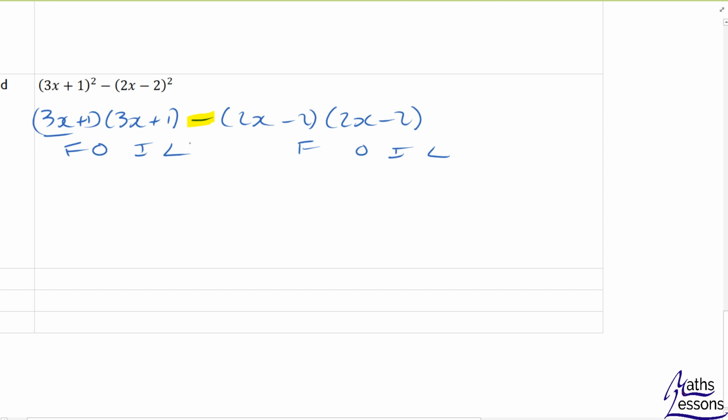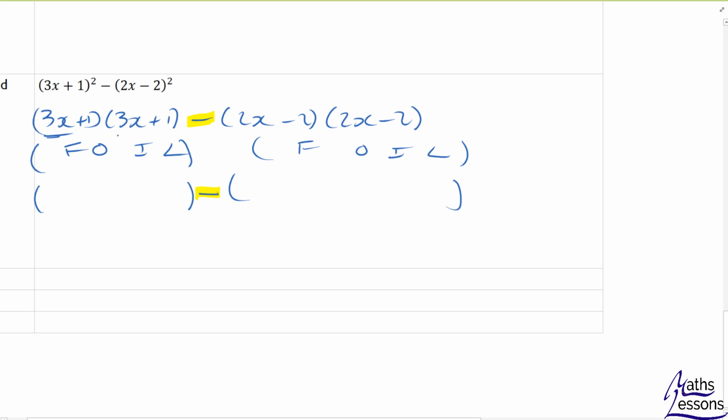Now, what might be a better idea is actually when we're just doing this FOIL, we put a big bracket around all of that and then put a minus in between to help us remember. It's a good little trick. And on this FOIL, put a bracket around all of that, and then you won't make mistakes with your signs. You'll see what I mean in a minute.